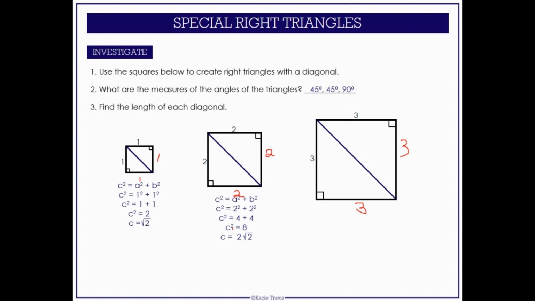8, when we go through and take the square root of it, it's not a perfect square, which means we have to simplify this in simplest radical form, being 2 radical 2. All right, let's check the third one.